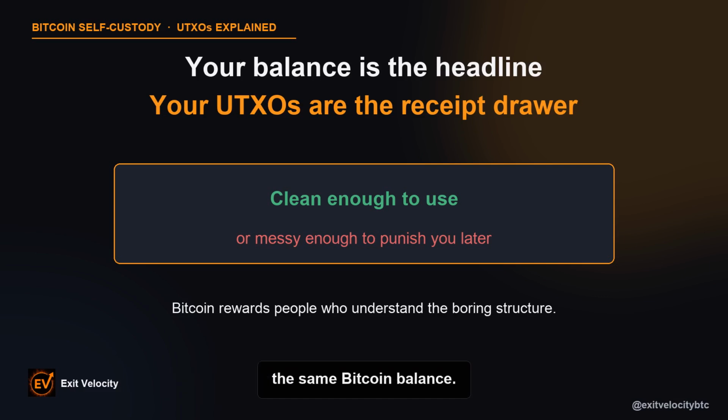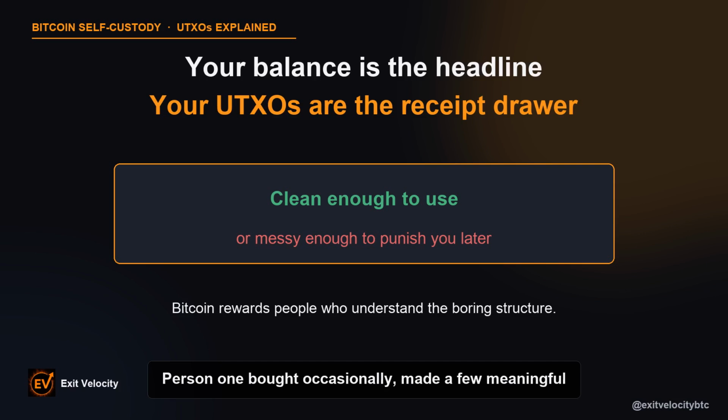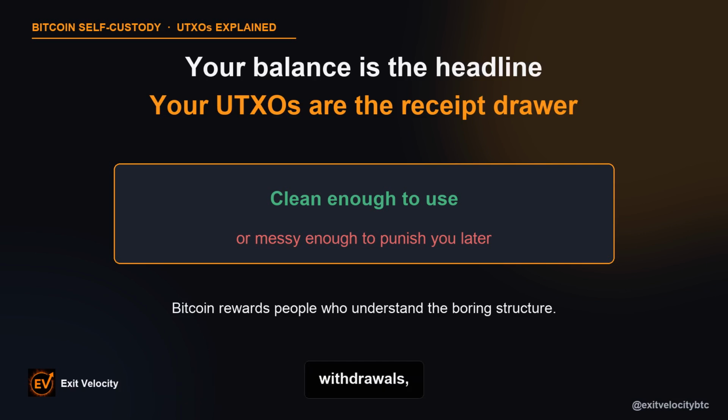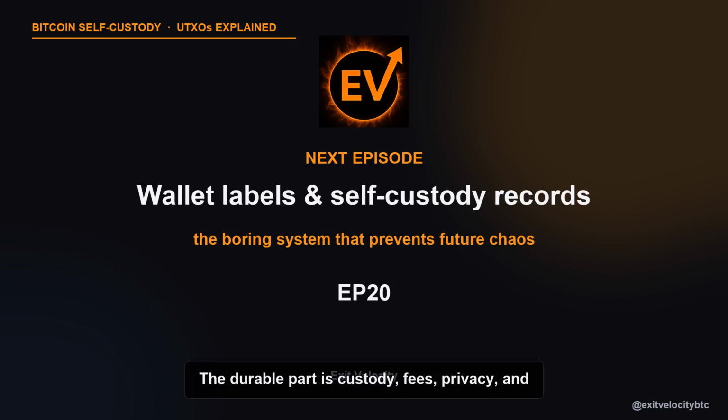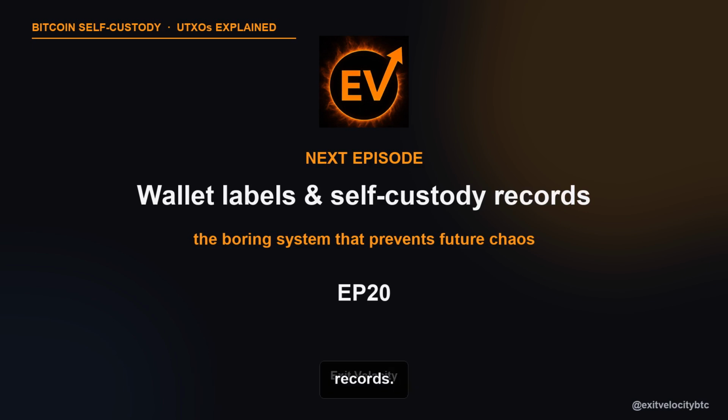Think about the difference between two people with the same Bitcoin balance. Person one bought occasionally, made a few meaningful withdrawals, labeled transactions, and kept exchange records. Person two bought every day, withdrew tiny amounts every day, never labeled anything, changed wallets, consolidated randomly, and then tried to sell years later. Same headline balance, very different wallet. That is the point of this series. Bitcoin rewards people who understand the boring structure before it becomes urgent. The flashy part is price. The durable part is custody, fees, privacy, and records.